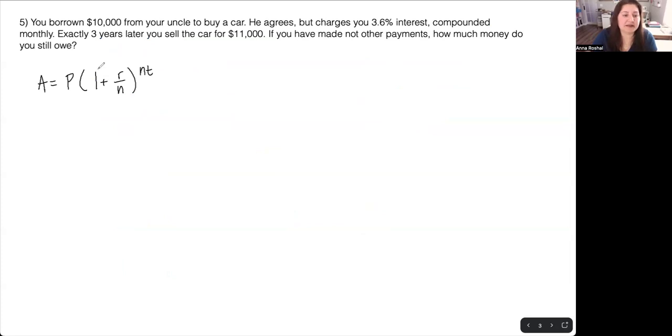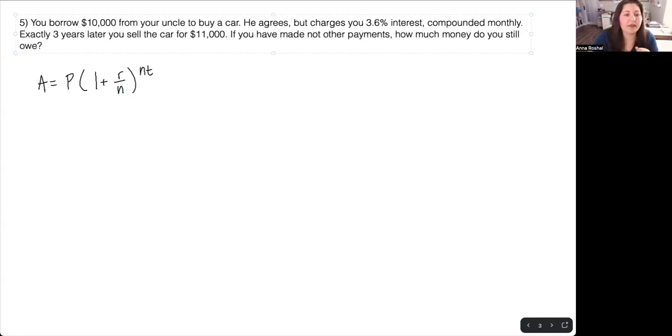Okay, so in this particular case, I don't know why it says borrowed. Let's just change that because it's going to bother me.